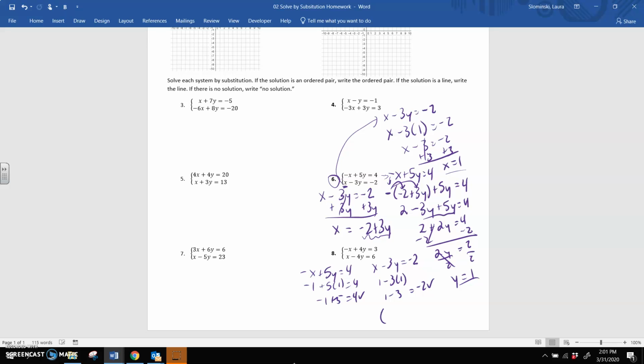So your answer for number 6 should be the ordered pair 1, 1. And you do want to write that as an ordered pair.